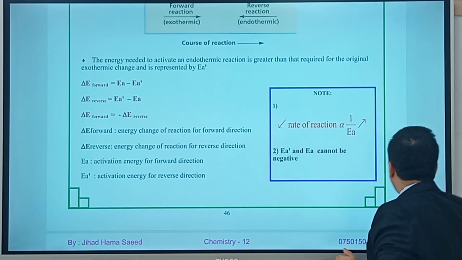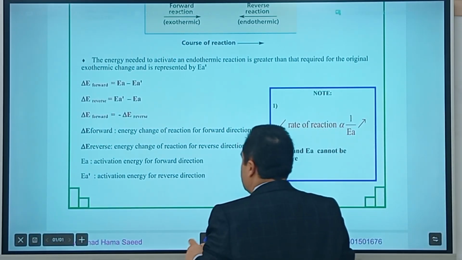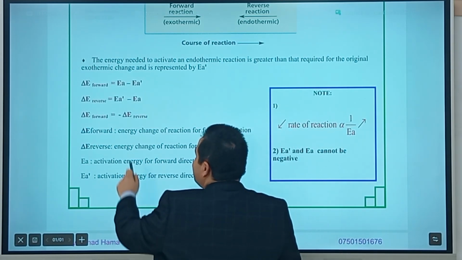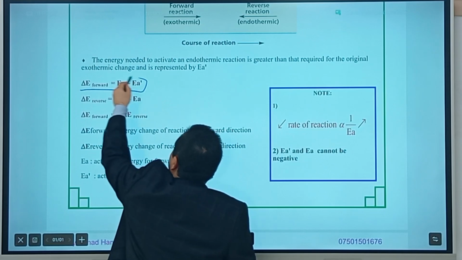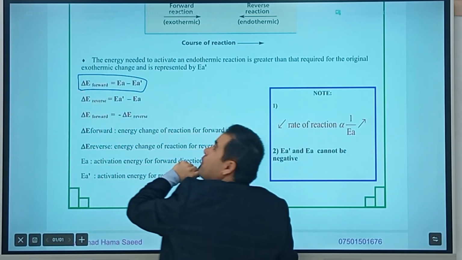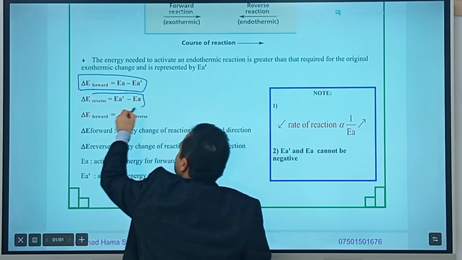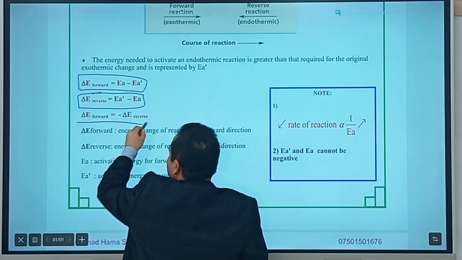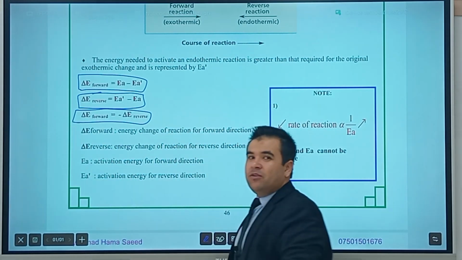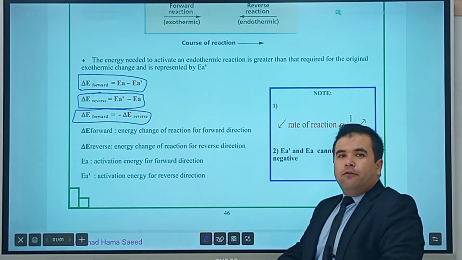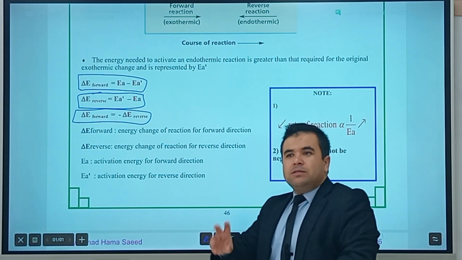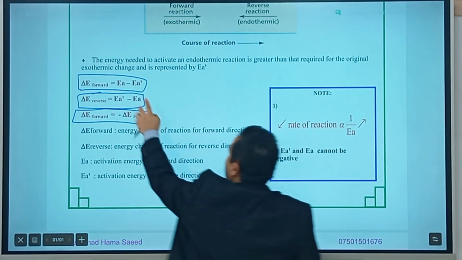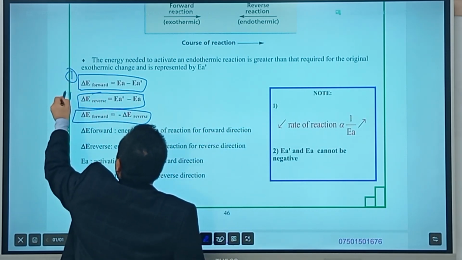So for the reactions, guys, we talked about two equations and we have more equations. Delta E forward equals EA minus EA prime. Delta E reverse is equal to EA prime minus EA. Delta E forward equals the negative of delta E reverse, meaning delta E forward is equal to the opposite sign of delta E reverse. These are two equations, suppose one and two.